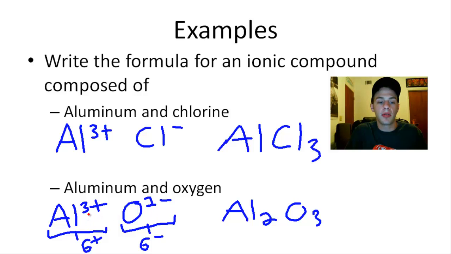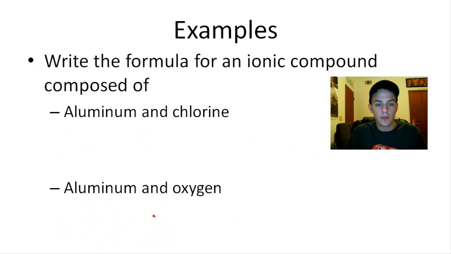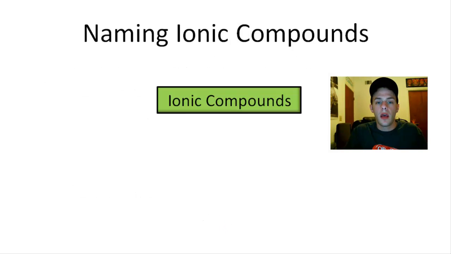Now, a quick way of doing this is to cross the charges and make them subscripts. So again, we would take that 3 and cross it over here, and then we would take that 2- and cross that over here, and that would give us the same thing, Al2O3. But if you choose to do this method, just make sure that you know why you're doing it. Again, it's because the total charges of the cations have to negate the total charges of the anions. Okay, so that's how to do that.